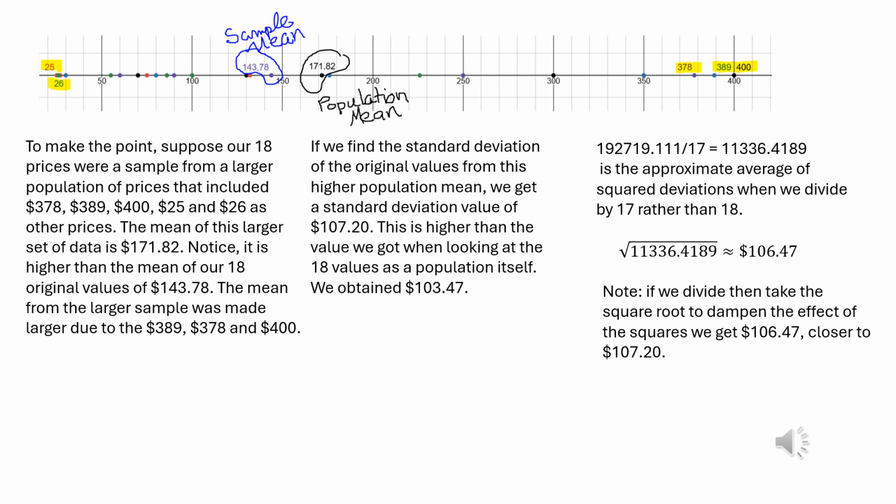So again, in reality, you are not going to know the full population. You are going to have taken a sample. But this example is showing that when you take a sample, in order to get a better read of the true standard deviation from the population, you want to err on the side of making it a little bit bigger by dividing by n minus 1 rather than n.